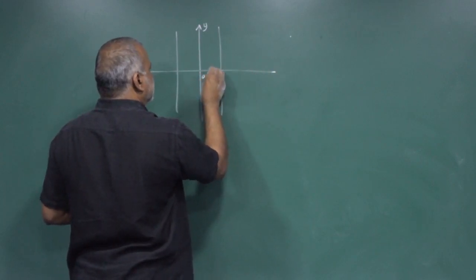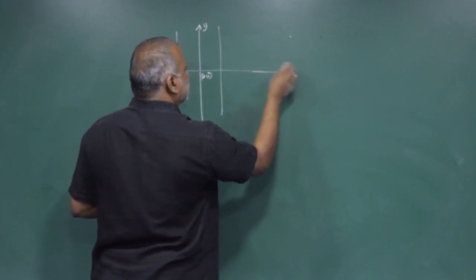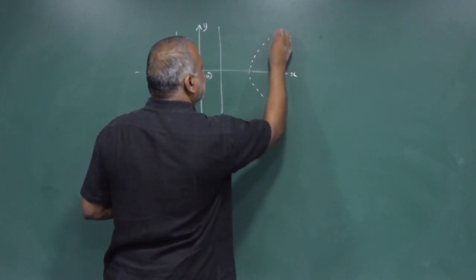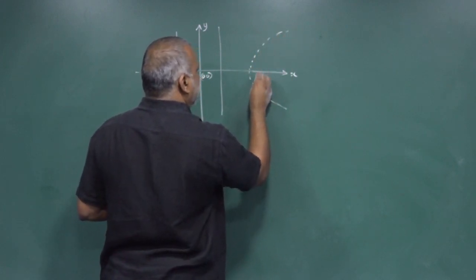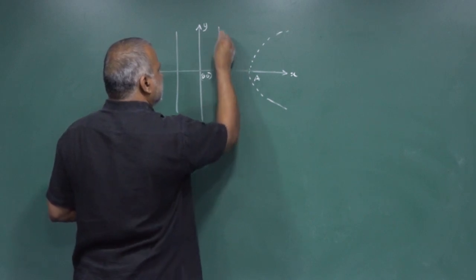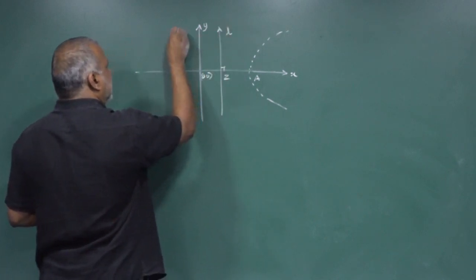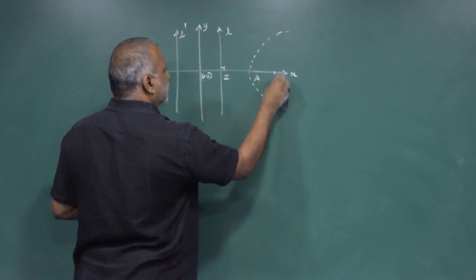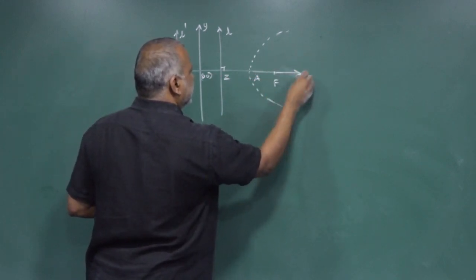X-axis, origin, here x-axis. See this one? This is the hyperbolic diagram. This is A, this is Z, this must be L, this must be L dash. Here you can get the focus.